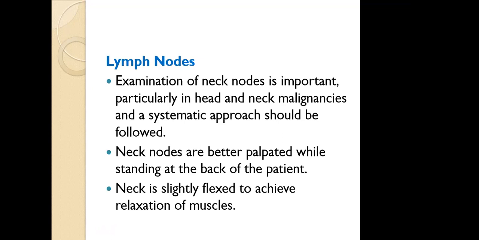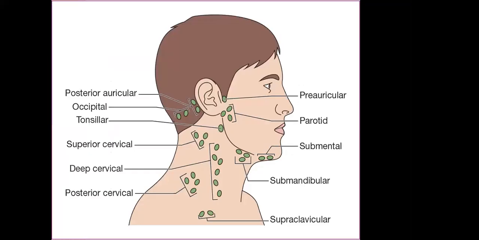When you are done with that, you want to check the lymph nodes. Very key. They will inform you of any pathologies. You want to examine neck nodes, which is important, particularly in head and neck malignancies. You do a systematic approach. Of course, they are better palpated while standing at the back of the patient, with the neck slightly flexed to achieve relaxation of the muscles, particularly if you are going to do the deep nodes. So here is a distribution of these nodes.